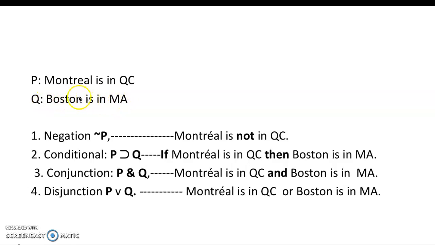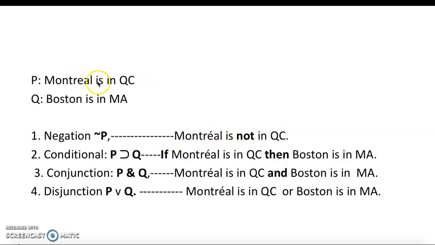Now, one thing to note is that these alphabet letters are arbitrarily determined. So we could have picked any alphabet letter, but once we pick an alphabet letter, then we stick with that alphabet letter for our translation of the sentence into our symbolic language. Let's move on to complex sentences. So how do we translate the complex sentence, Montreal is not in Quebec?